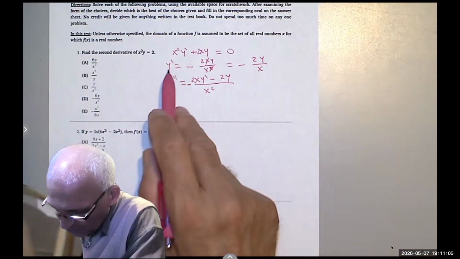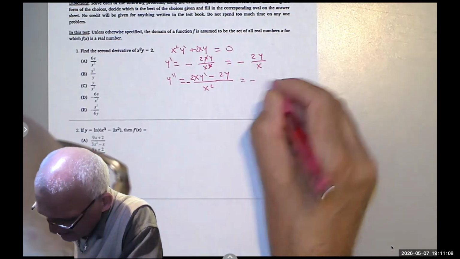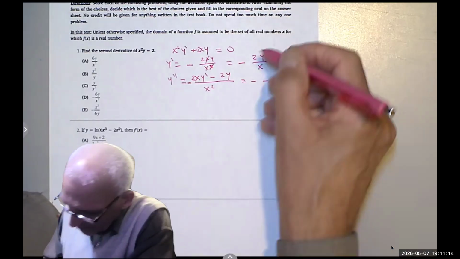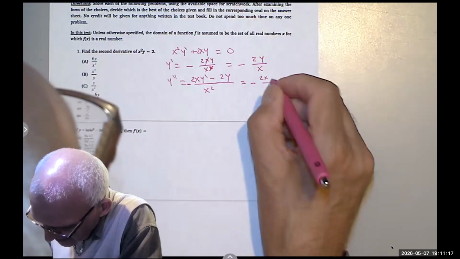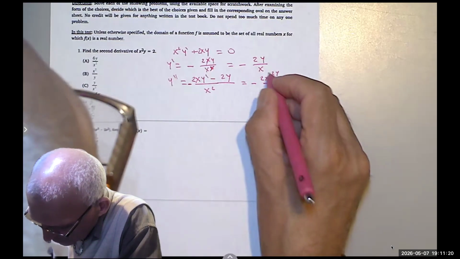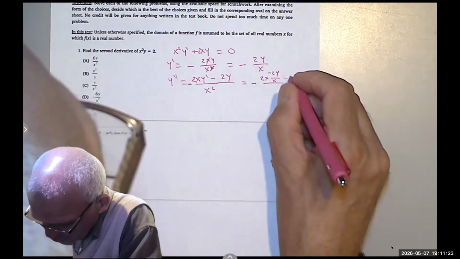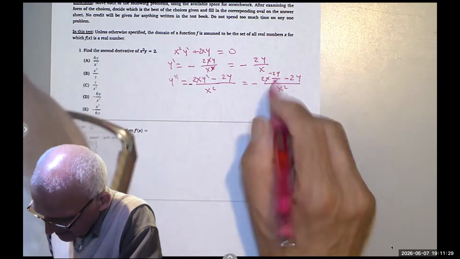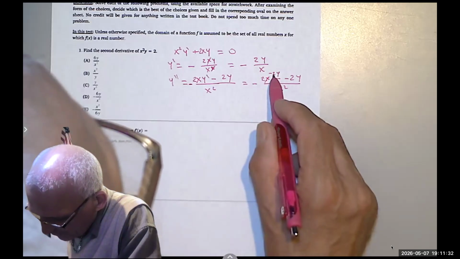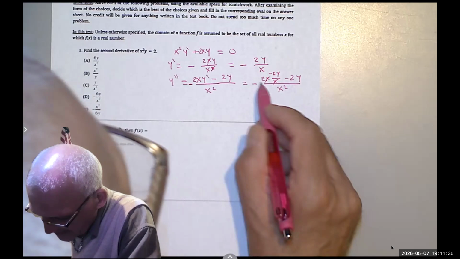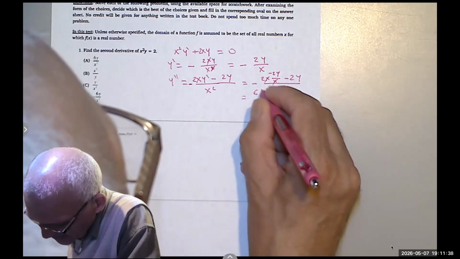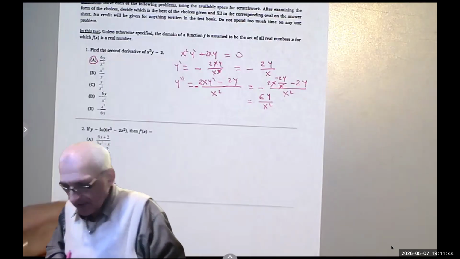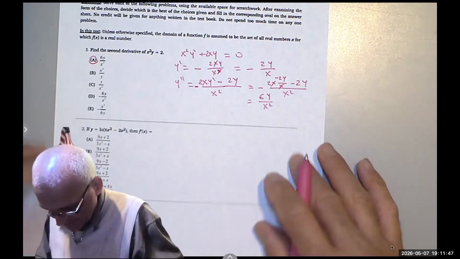Now, we found y prime, so I can go back and say negative 2x y prime, but y prime is negative 2y over x. So I'm going to write 2x times negative 2y over x minus 2y over x squared. Now, x and x cancel. 2 times negative 2 is negative 4y, minus 2y is negative 6y, but there is a negative outside, so this becomes positive 6y over x squared, which is A. Okay? Just implicit differentiation, very easy.